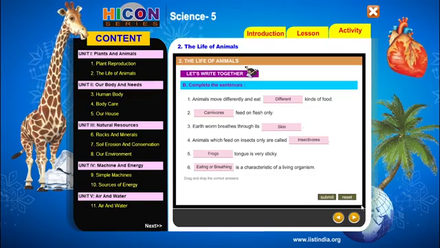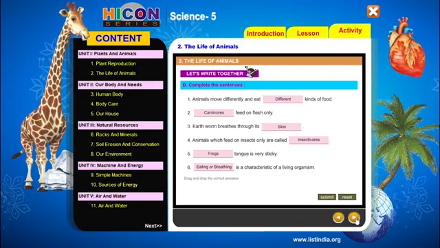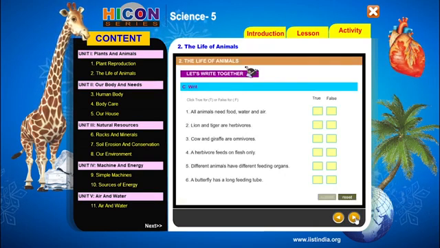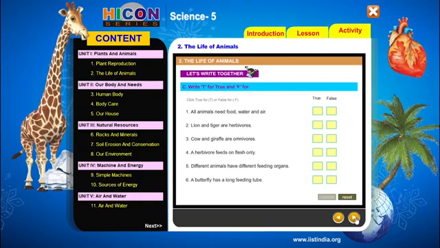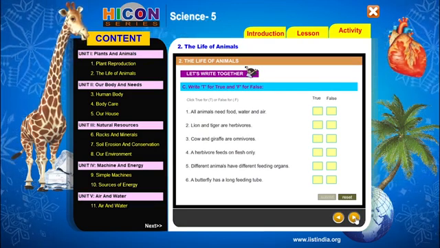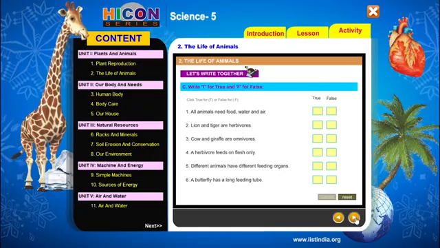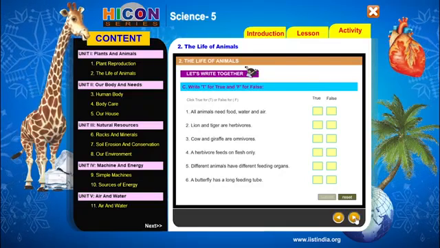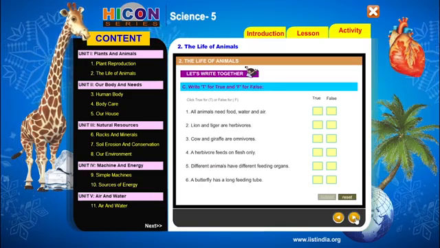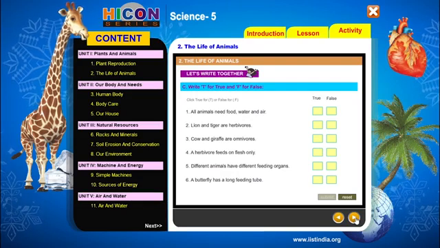Now, let us go to the next part in this activity section. So, children, the next part in our activity section is write T for true and F for false. There are 6 sentences given. Now, we have to read each sentence and understand it and write true or false. If the given sentence is true, write T in the box given under true. And if the given sentence is false, write F in the box given below the false.